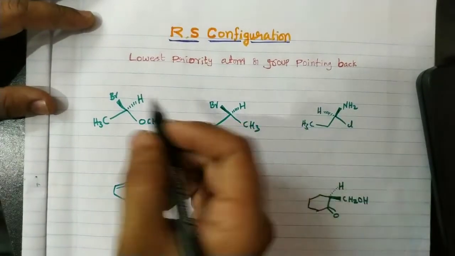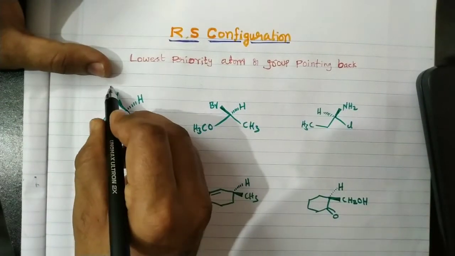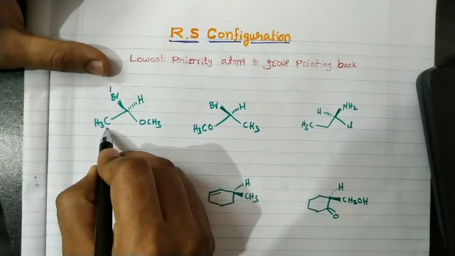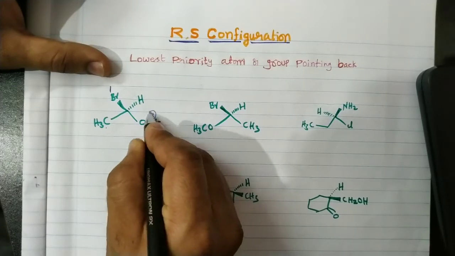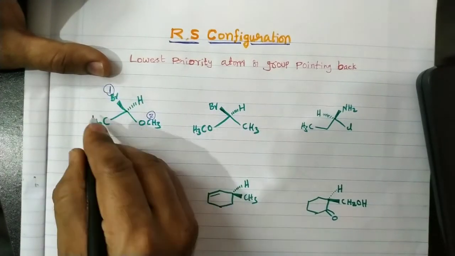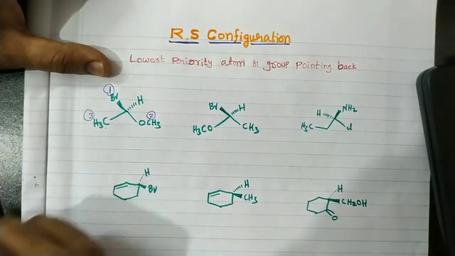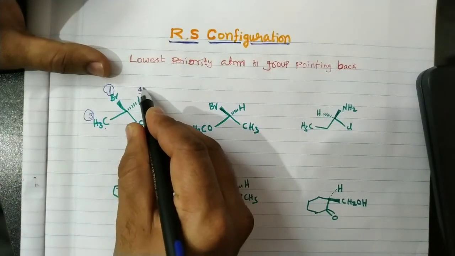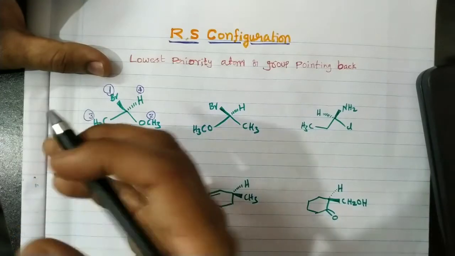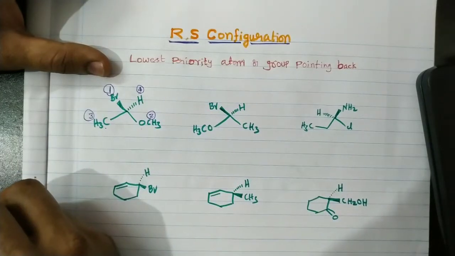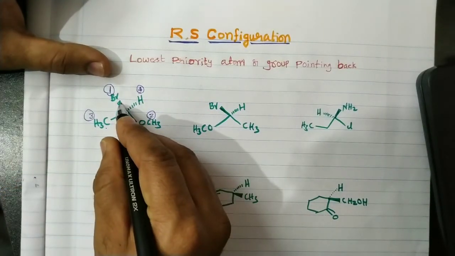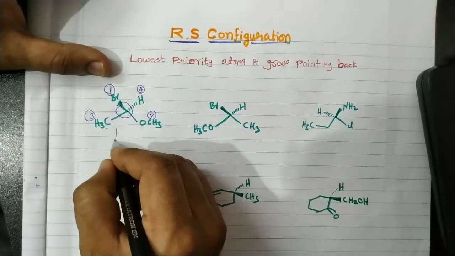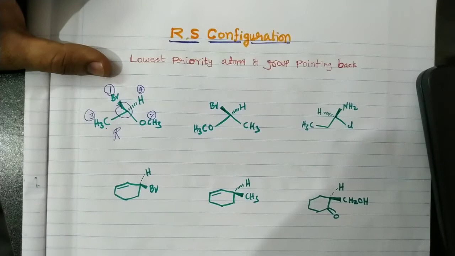In this case, the bromine is the first priority group, and here oxygen, here carbon attached, the second priority group, and this is the third priority group. The least priority group is below the plane, so directly we can give the configuration for this chiral carbon. Take an arrow from 1 to 2 to 3. That arrow is in clockwise direction, that means its configuration is R.